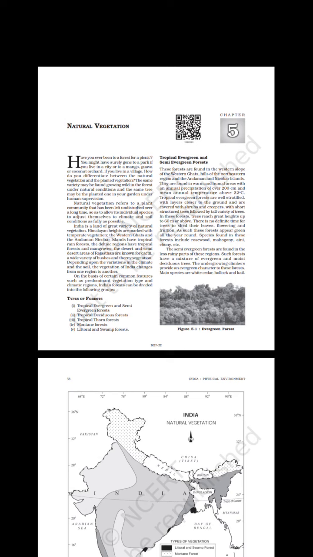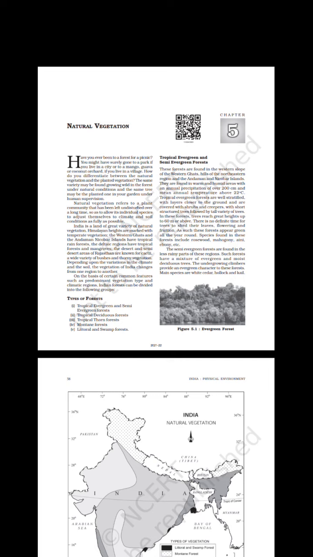Have you ever been to a forest for a picnic? You might have surely gone to a park if you live in a city, or to a mango, guava, or coconut orchard if you live in a village. How do you differentiate between the natural vegetation and the planted vegetation? The same variety may be found growing wild in the forest under natural conditions, and the same tree may be the planted one in your garden under human supervision.